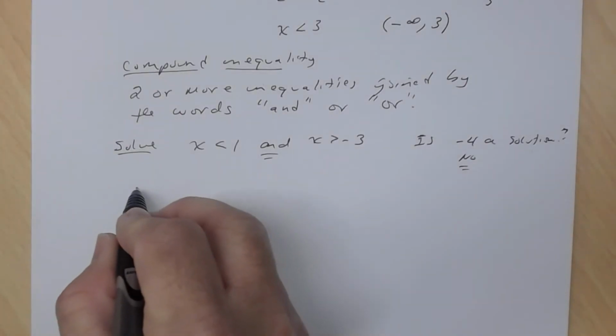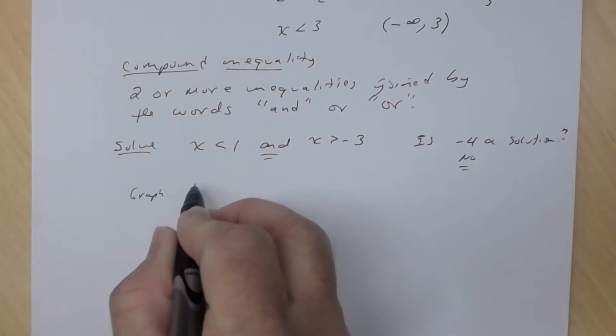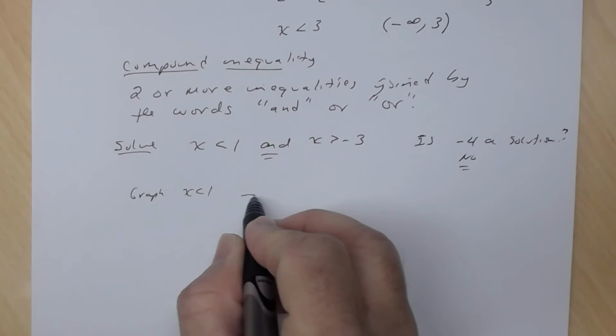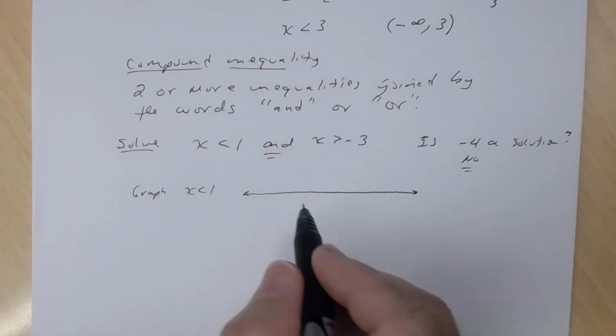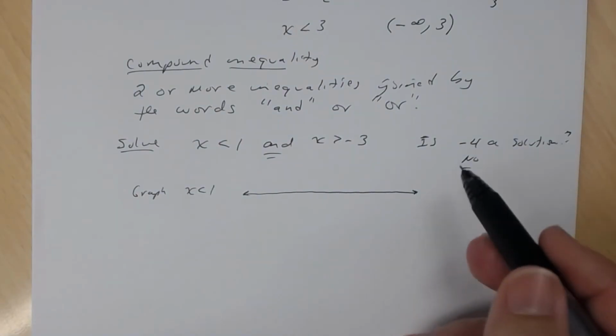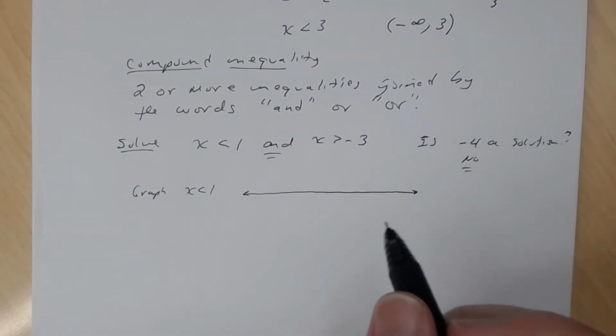So basically we're going to graph this one first. So let's graph the solution to this one. So that's the way you're going to do this. You're going to graph each one, and then you're going to graph the final solution set.